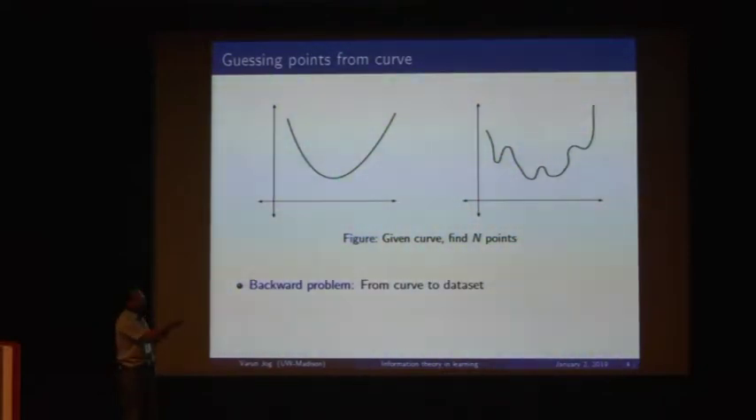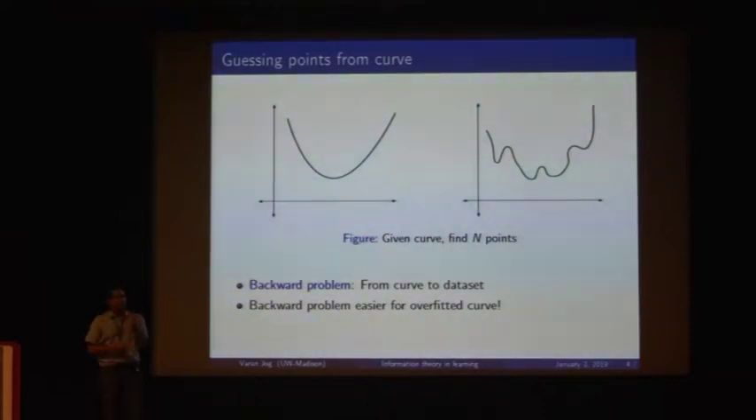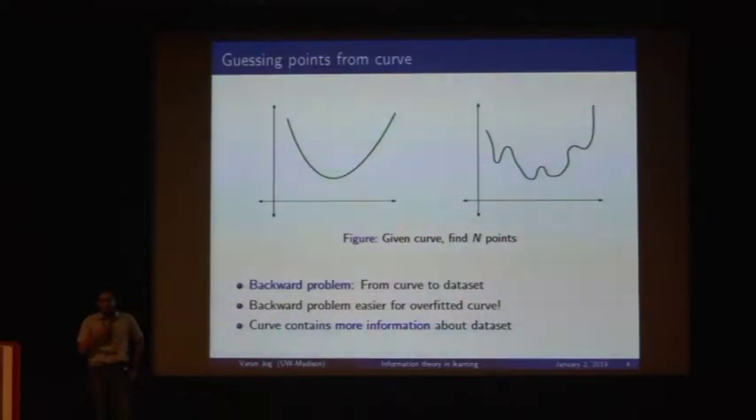Then it went from here all the way here. Why? Because it was trying to fit some other point there. Okay. So if you look at this wiggly curve on the right, the overfitted curve, the problem of guessing the points from the curve is suddenly much easier than in the non-wiggly kind of curve. And just the intuition here is that the overfitted curve is somehow containing more information about the data set than the regular, nice quadratic kind of curve.